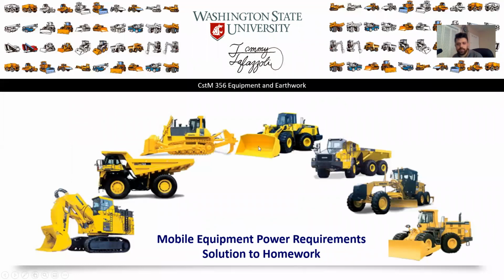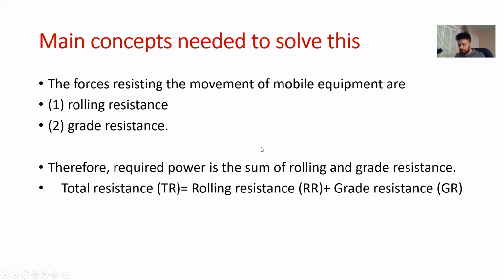All right. So before we get started, let's have a quick review of some of the main concepts we need to solve these problems. The first one was the concept of resistance. We said that there are two different types of resistance when the equipment is moving. One is the rolling resistance, which exists between the tire and the surface of the road, and that depends on the road surface condition, the tires, the penetration of the tires, and stuff like that. Grade resistance, as implied by the name, is all about the grade, the slope. It is given in percentages.